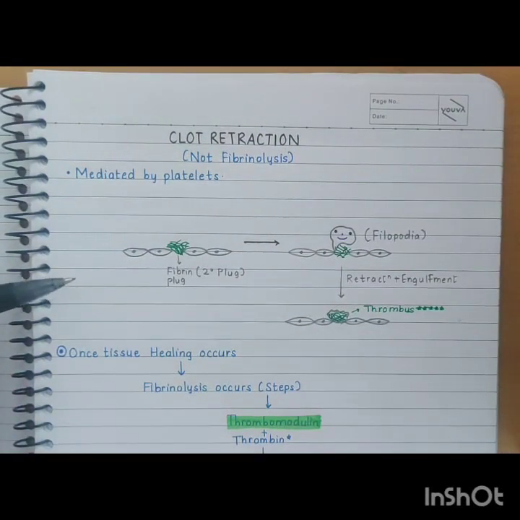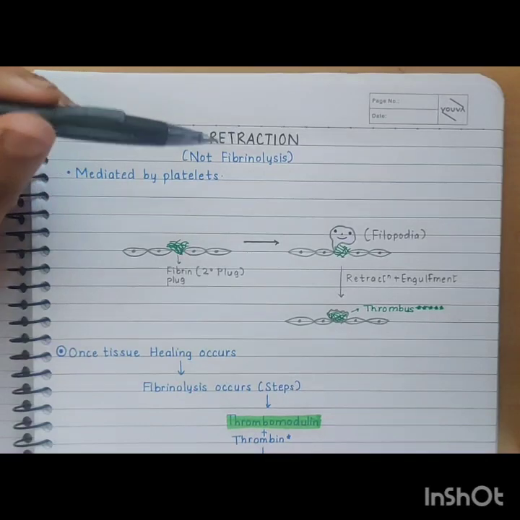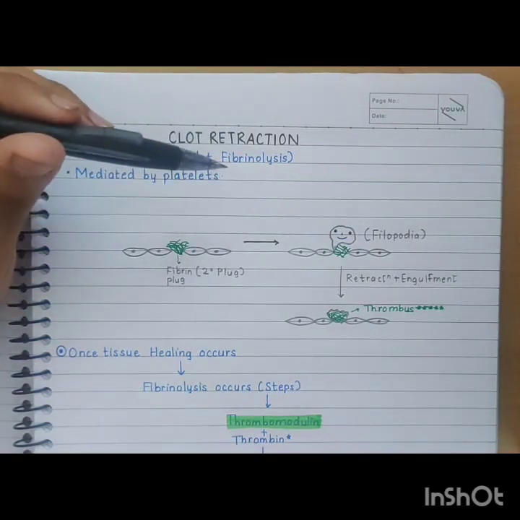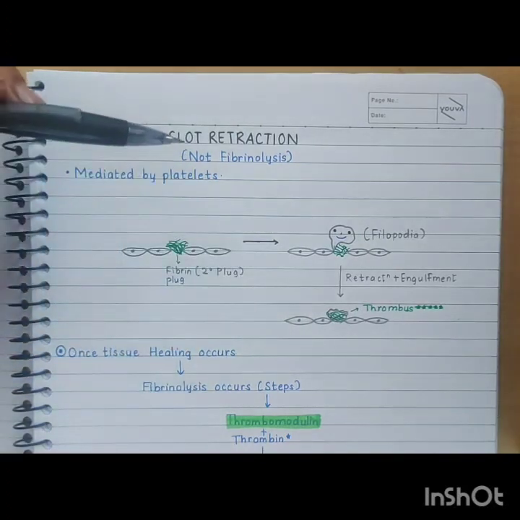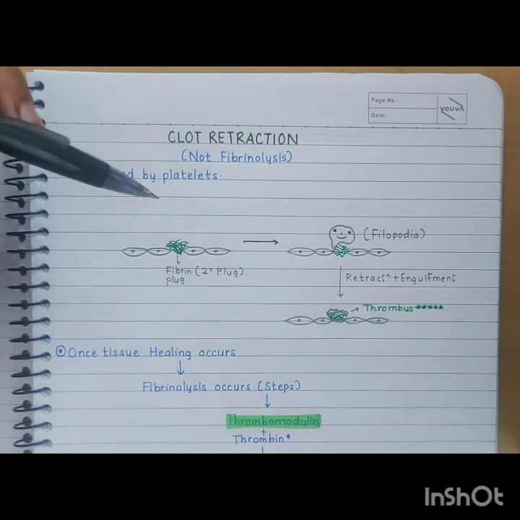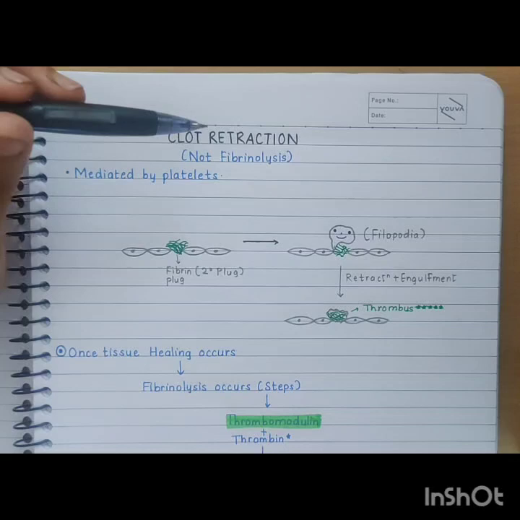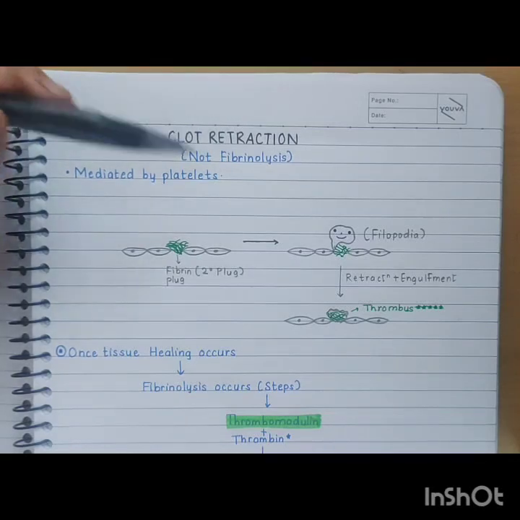because as much as the step of fibrin clot formation is important, clot retraction is also very important because it is mediated with the help of platelets and other components such as thrombin. Now I'll come to the dual function of thrombin over here. Now firstly, clot retraction is not fibrinolysis. Clot retraction is just the formation of thrombus.